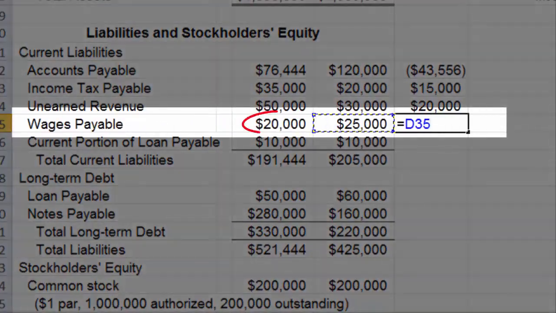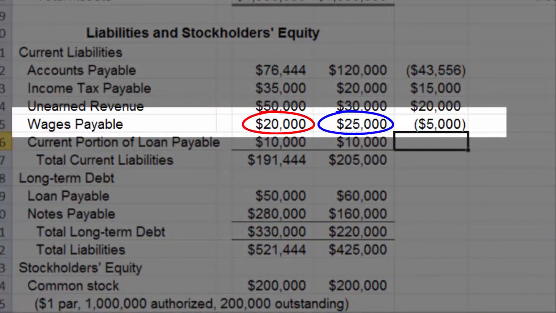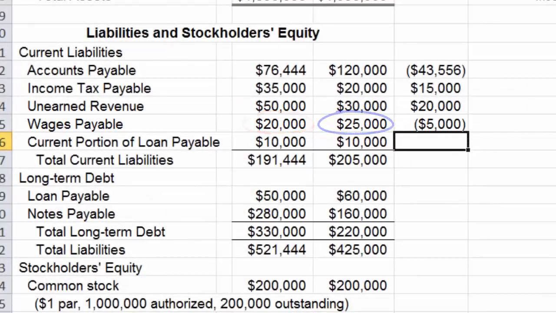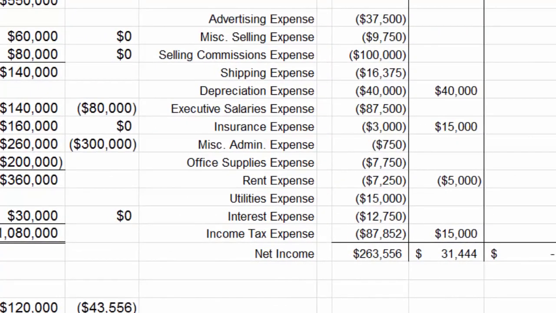Wages payable goes down, so I must have paid some wages. And over here we have two options for this. We can put it in executive salaries, or we could put it in sales commissions. Those are both kind of wages that we pay. I'm going to put it into executive salaries.